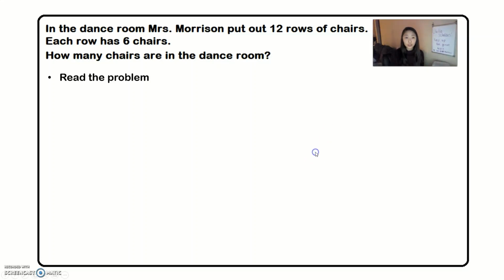The first thing we do is we read the problem. I like that you know what we're doing now because it's been the same thing since Monday. You can read it with me, that's fine, but we're going to read it again, so remember that. In the dance room, Miss Morrison put out 12 rows of chairs. Each row has 6 chairs. How many chairs are in the dance room? Alright, so we read it first. Now we're reading it again. Reread the problem.